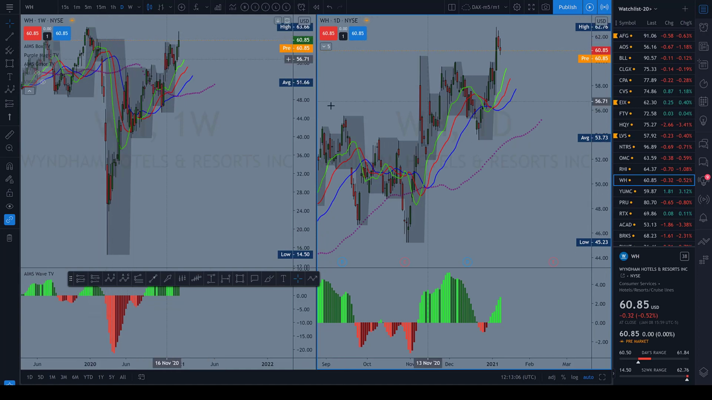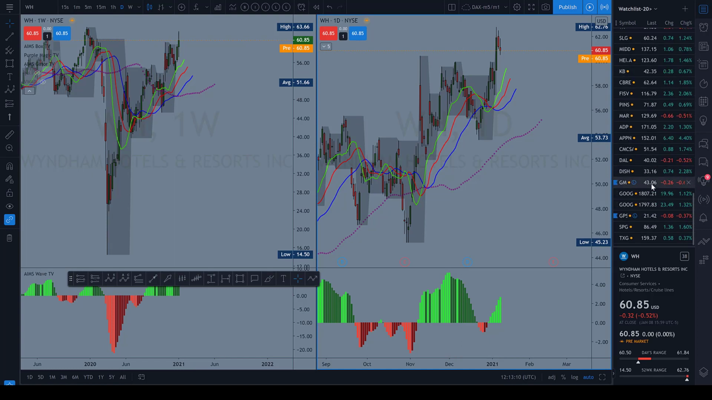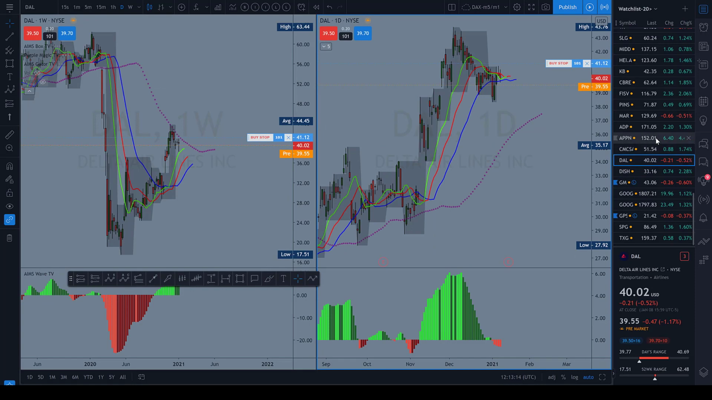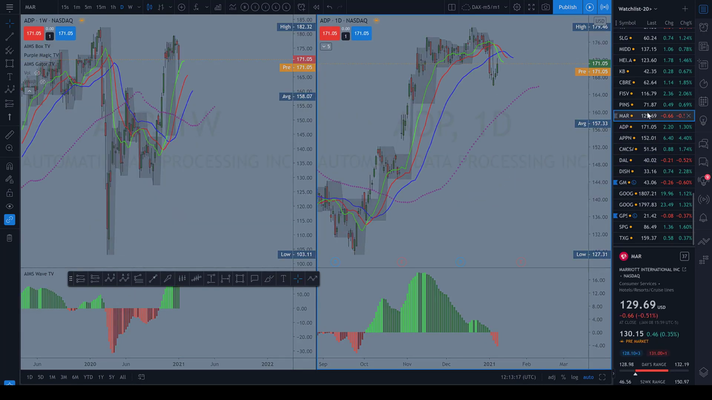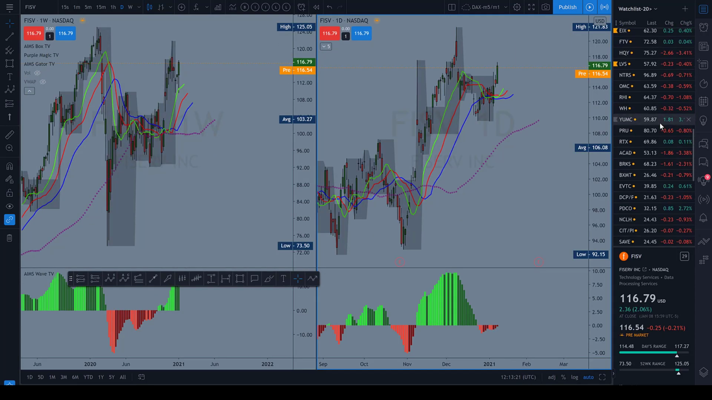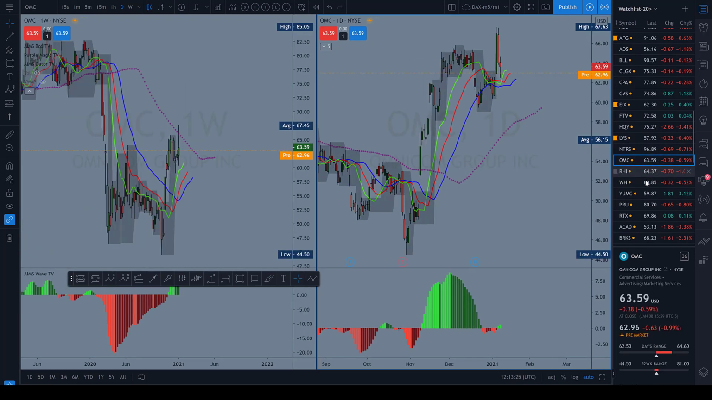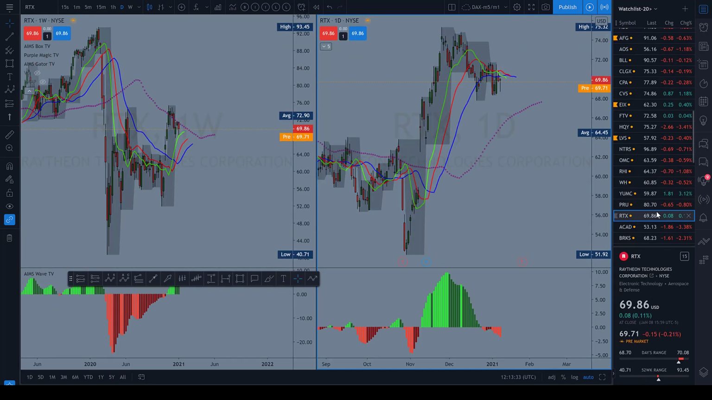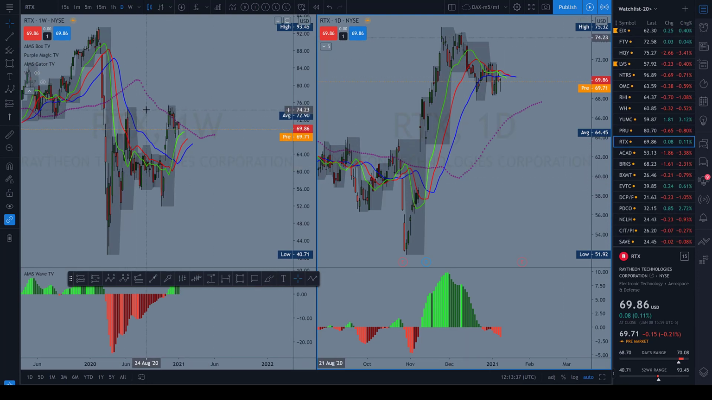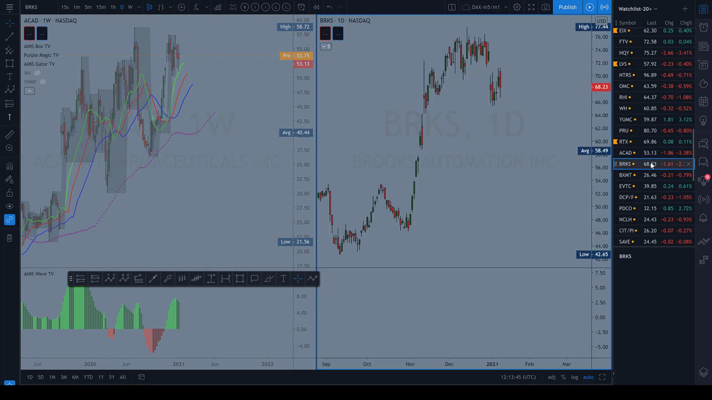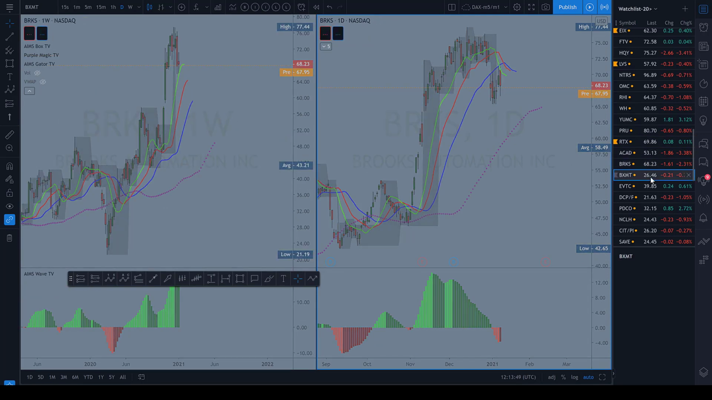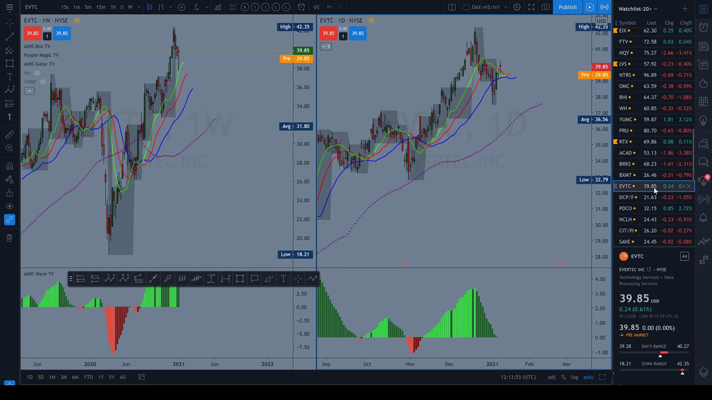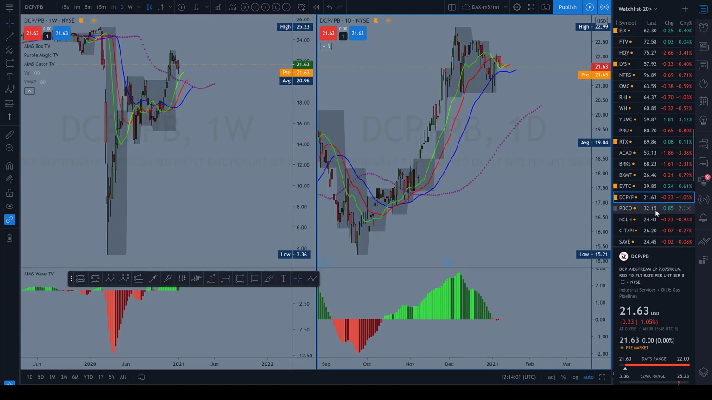WH, highs again. DAL, what just happened? Let's see, WH. PRU, RTX. Hit those levels to the left, but still a setup. I'll keep an eye on this. Brooks, this looks good as well. Keep it on the list. Keep this on the list as well. Can be taken. Technology services, DCP, can be taken.